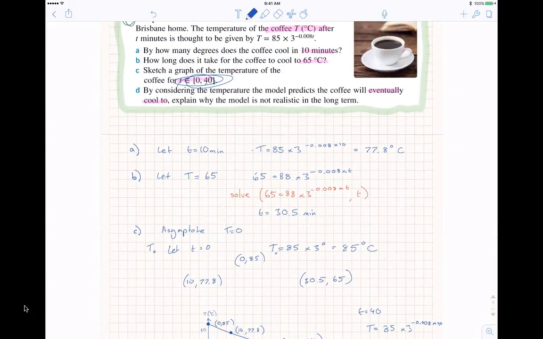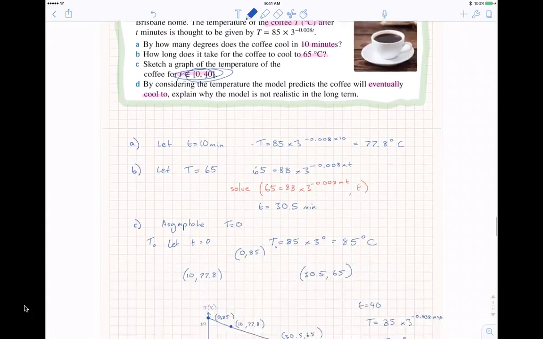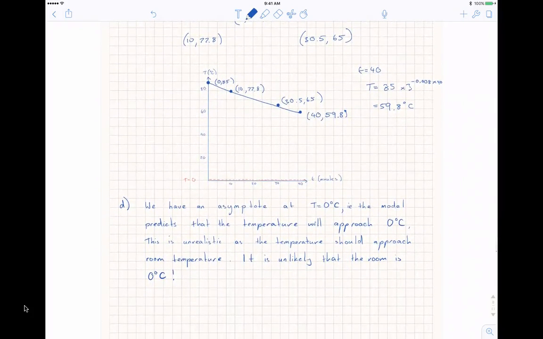Part D asks, by considering the temperature that the model predicts that the coffee will eventually cool to, explain why the model is not realistic in the home. Not realistic in the long term. So this was a Brisbane home that we were dealing with. So we have an asymptote at T equals 0 degrees Celsius. So the model predicts that the temperature will approach 0 degrees. It's unrealistic, as the temperature should approach room temperature, and it is unlikely that the room is 0 degrees, especially if it's in Brisbane.